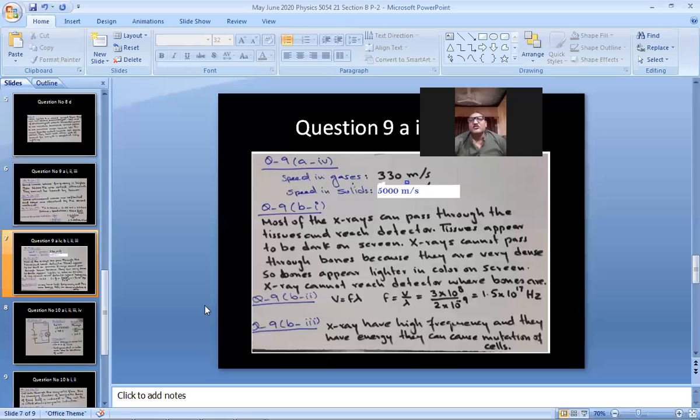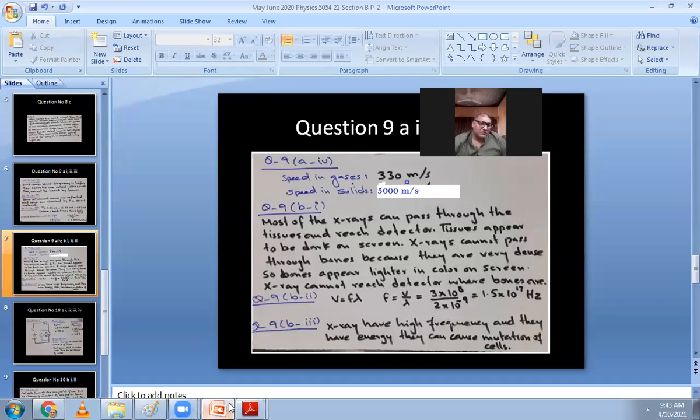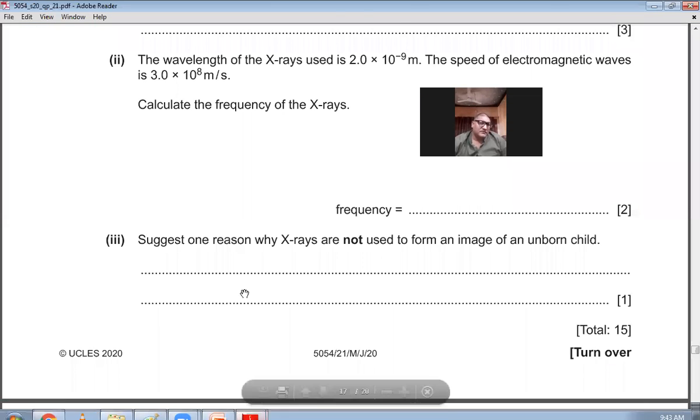So I have written this answer. Hopefully this answer is visible to you. X-rays have high frequency and they have higher energy, so they can cause mutation of the cells. That's why we don't use them to image unborn children. Okay, so the next part.